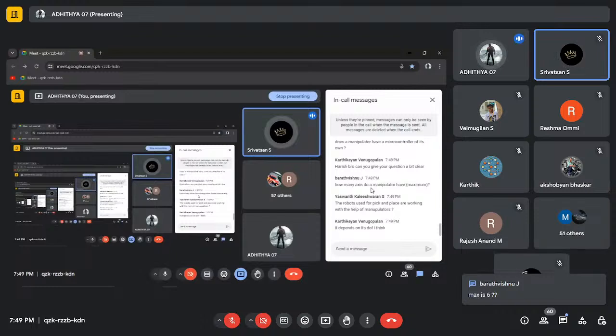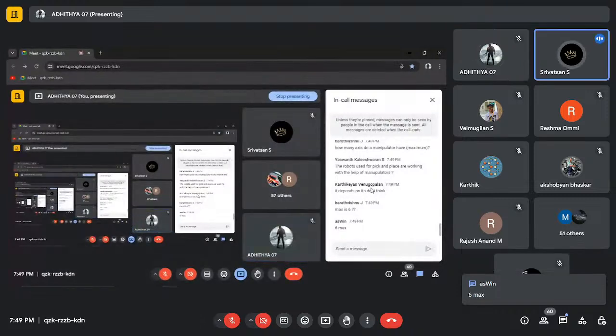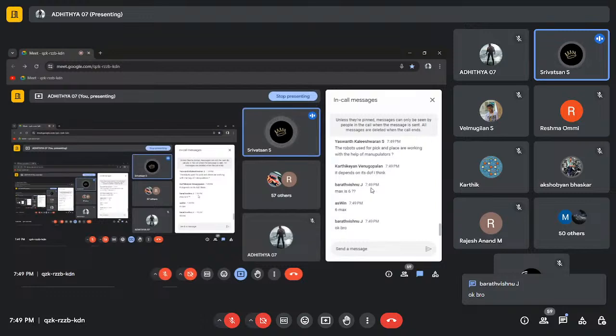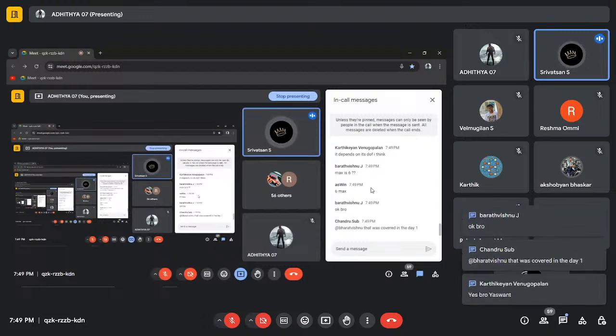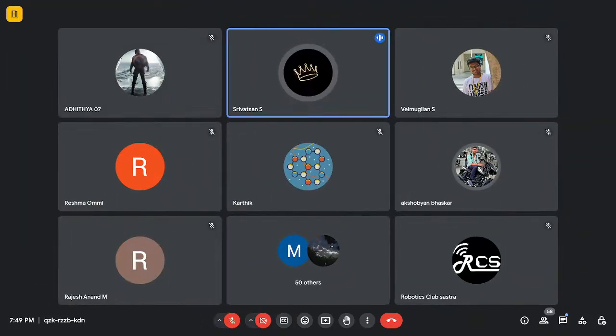Now I'll give it to Stevenson and he'll be speaking next. Yeah, thank you guys. I'll be coming back. Hi guys, once again, welcome to the workshop conducted by the RCS. This is me, Stevenson. Hope you all have enjoyed day one and day two of our workshop, and also the session earlier today conducted by Adi. You have learned what a manipulator is, but who doesn't know how a manipulator works, right? Now, let me explain how a manipulator works once again.